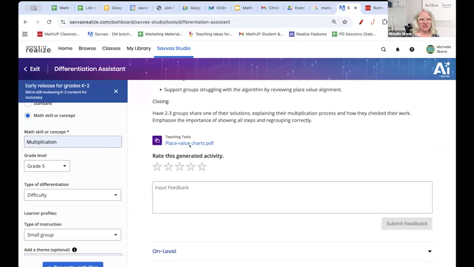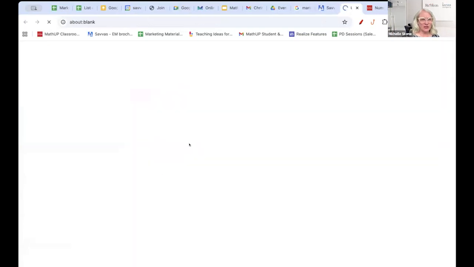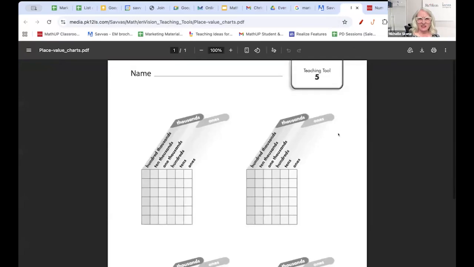And you can see, as I mentioned a second ago, if I happen to need a tool, that tool will also be available to me. So it's just loading. Sorry, it's a little bit slow here. It's going to show us a place value chart, which I would then be able to use with my students. It's in its slot. There it is. So it's giving me that tool.